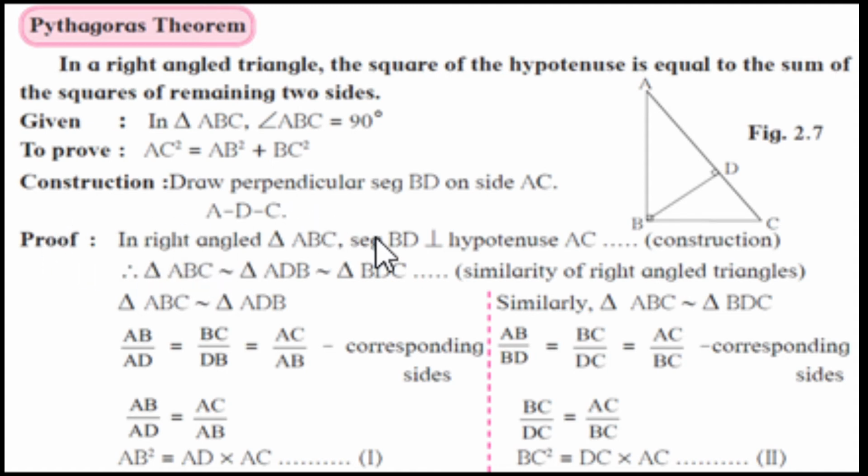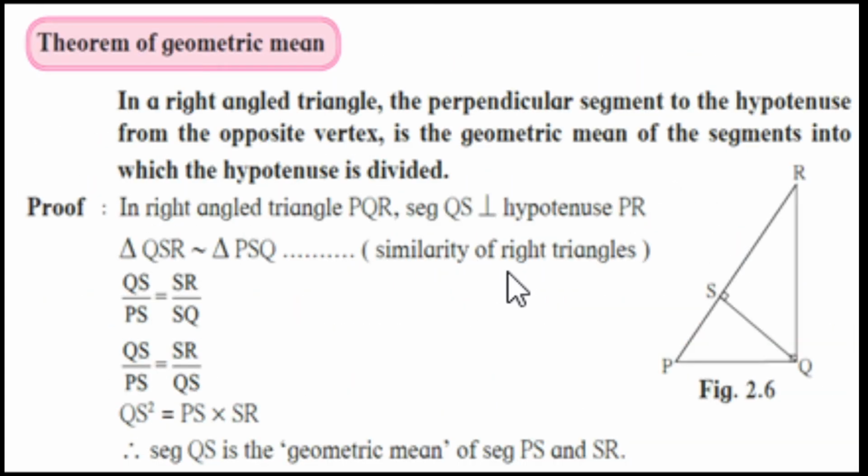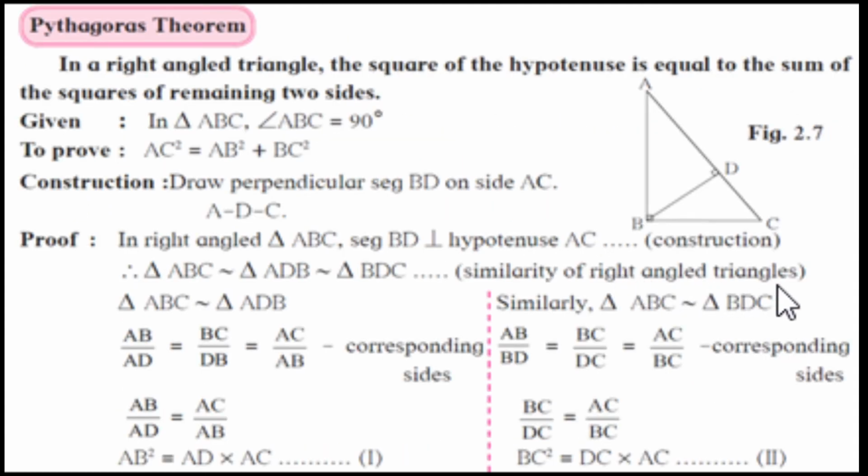In right angle triangle ABC, segment BD is perpendicular to hypotenuse AC. Therefore, by the similarity and right angle theorem we have seen, the three triangles seen in the diagram are similar: triangle ABC is similar to triangle ADB, and it is similar to triangle BDC. Taking triangle ABC and triangle ADB, we can take the ratio of their corresponding sides.